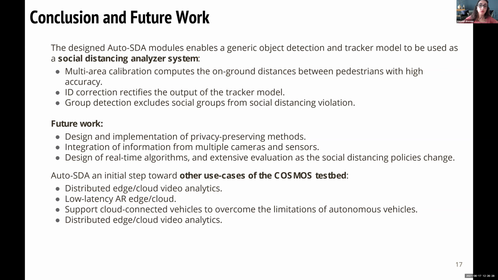The future work will include designing privacy preserving methods and integrating data from multiple cameras and also other types of sensors like LiDARs. And in general, AutoSDA is an initial step toward other use cases of the COSMOS testbed, which could be distributed edge cloud analytics, cloud connected autonomous vehicles, AR, VR edge cloud, etc.